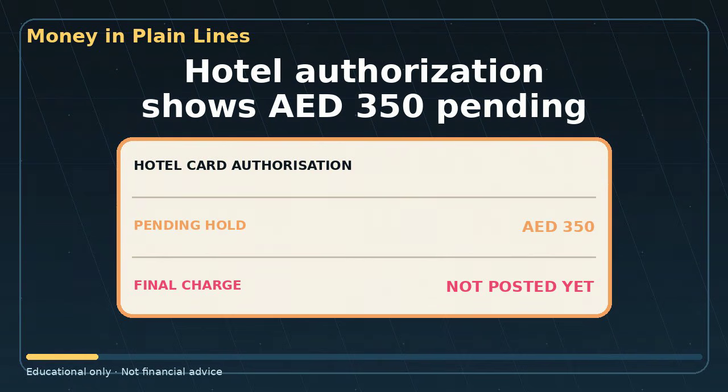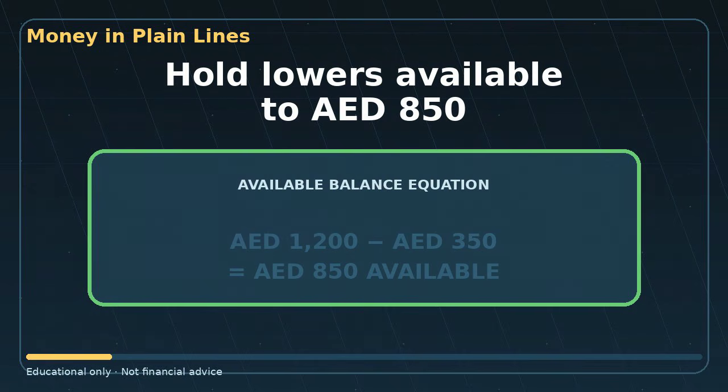The first arithmetic picture is deliberately simple. Subtract the AED 350 pending hold from the AED 1,200 current balance, and the result is AED 850 available, so the difference between the two displayed balances is fully explained by one visible temporary item rather than by an unexplained loss.